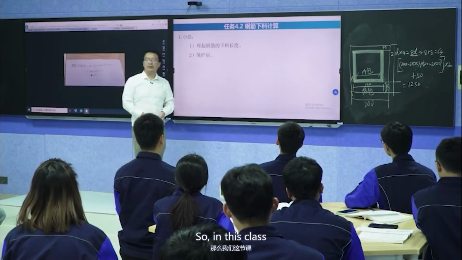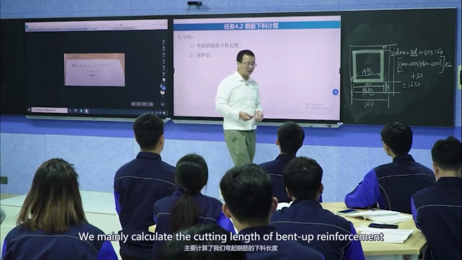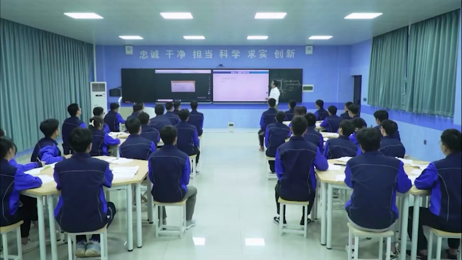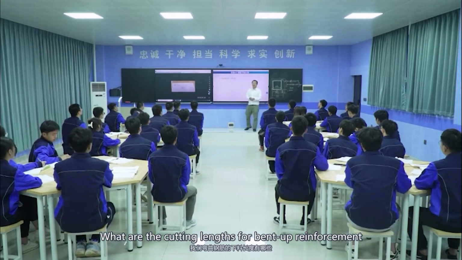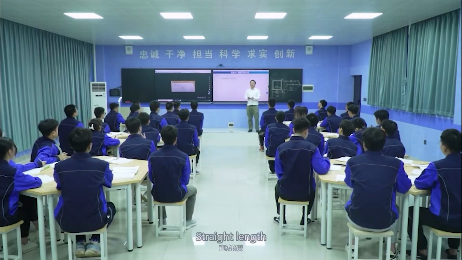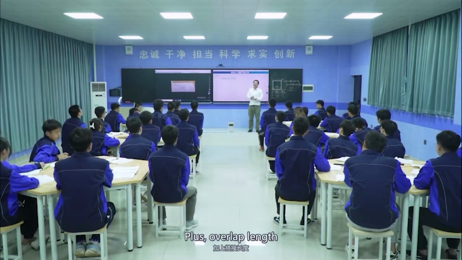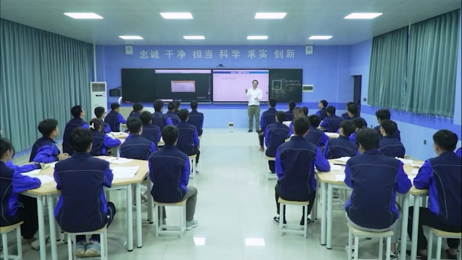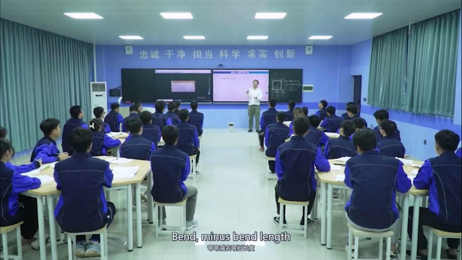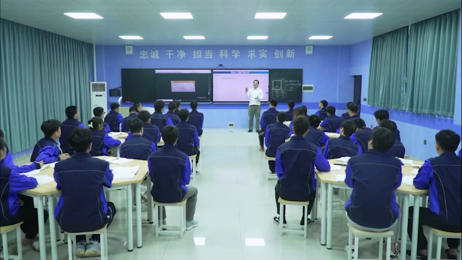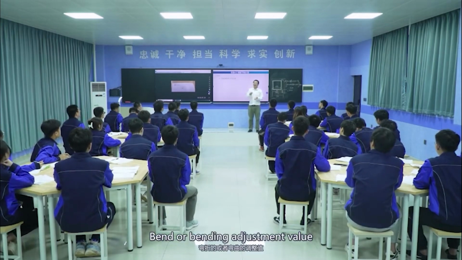Okay, so in this class, we mainly calculate the cutting length of bent-up reinforcement. What is the cutting length for bent-up reinforcement? Straight length plus diagonal length, plus overlap length, minus bend length. Minus what bend? The bend adjustment value.